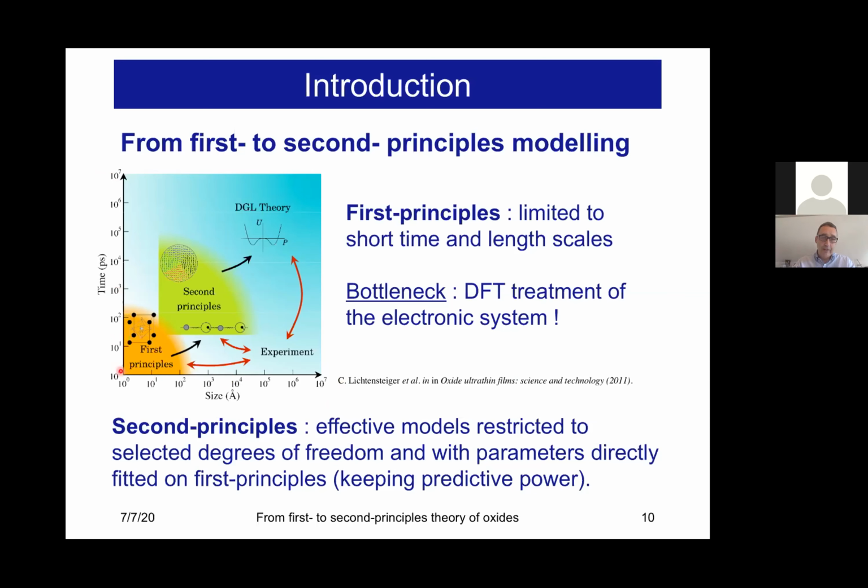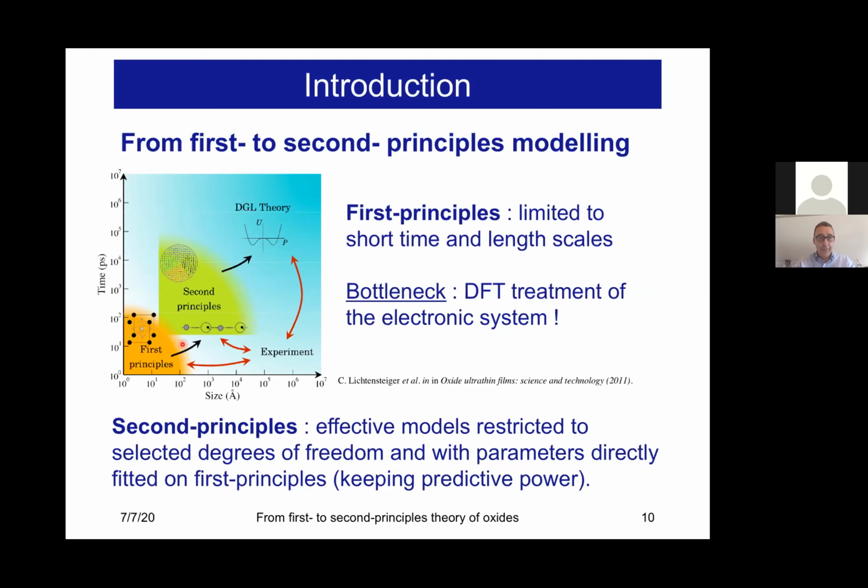So it means we are limited in terms of size of the unit cell of the system that we can model to a few hundreds, eventually thousands of atoms, but very small sizes in terms of angstrom. And also in terms of time scale, we are limited, I would say, in practice to a few picoseconds. So it's really the bottleneck of first principle simulation that it is limited to small system and time scale. And basically the bottleneck in this calculation is the quantum mechanical treatment of the electronic system.